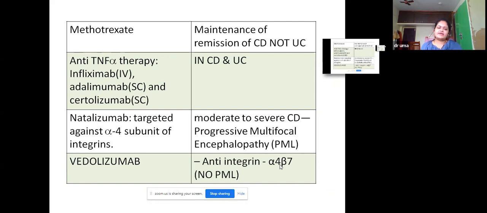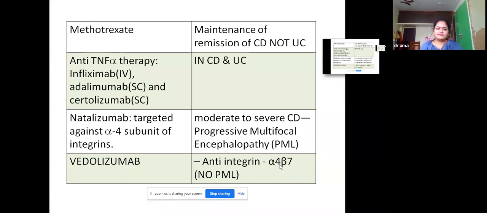The other anti-TNF alpha therapy includes infliximab, adalimumab, and certolizumab. Infliximab is given IV. Adalimumab and certolizumab are given by the subcutaneous route. They are used for both Crohn's disease and ulcerative colitis. And natalizumab is an anti-integrin therapy. It is against the alpha-4 subunit of integrin. The most important adverse effect of this drug is that it will cause progressive multifocal leukoencephalopathy.